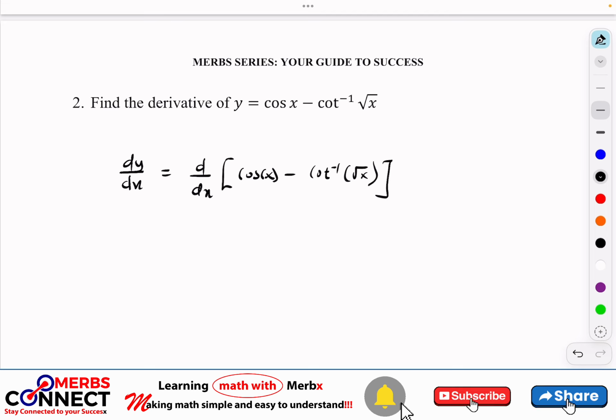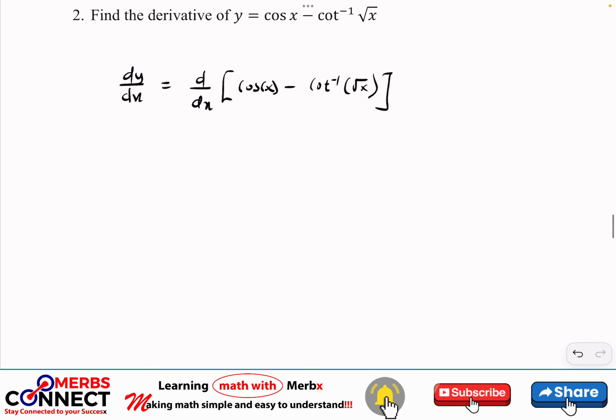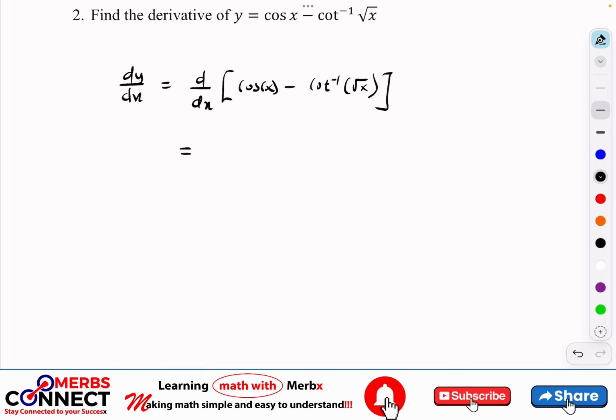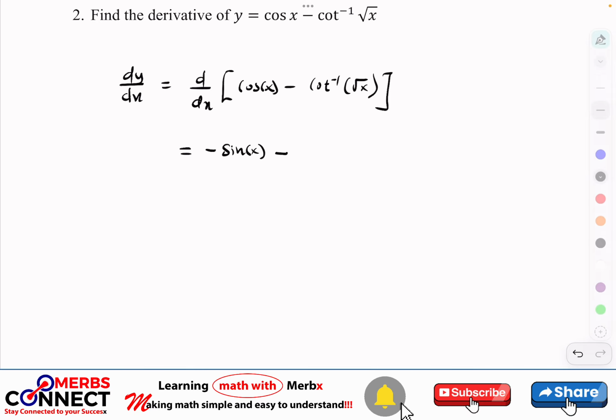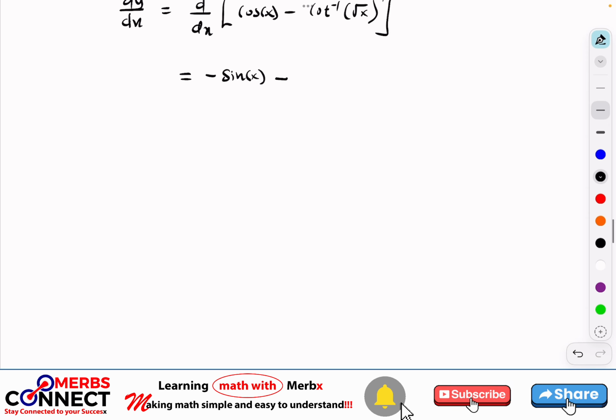So the good thing here is I know how to differentiate cos. I know how to differentiate cot inverse. So you see that it becomes so easy for us to do this. I know that when we differentiate cos, what do we get? Trig function. Right, you got it right. That is minus sine of x. Minus, now when I differentiate cot inverse, what am I going to get? Okay, this one we need to do some small calculation, right? So let's use the general rule here.